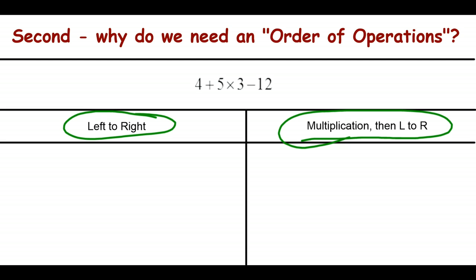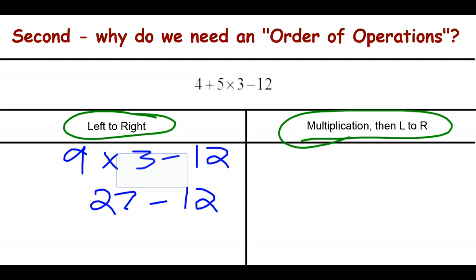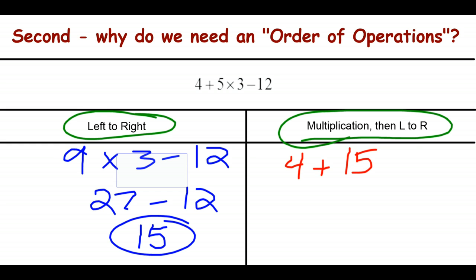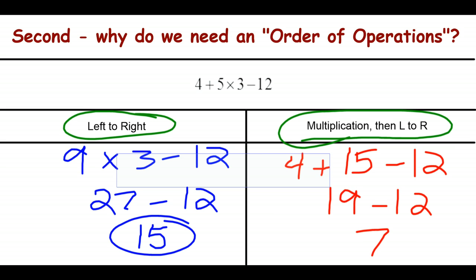So if we work from left to right, then the first thing we're going to do is the 4 plus 5. That gives us a 9 times 3 minus 12. 9 times 3 is 27 minus 12. And 27 minus 12 is 15. On the other hand, if we do the multiplication first, then we have 4 plus 5 times 3, which is 4 plus 15, minus 12. And now we're going to go from left to right. 4 plus 15 is 19 minus 12, and 19 minus 12 is 7.